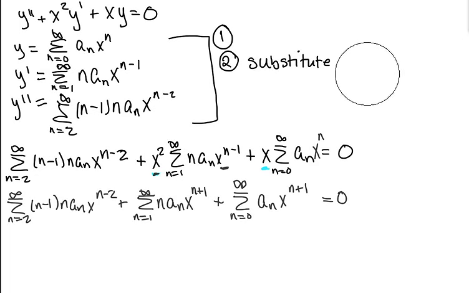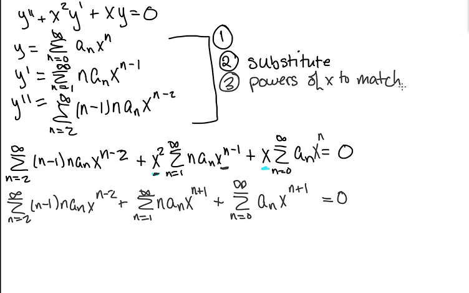Okay, so step 3, we now want our powers of x to match. So our goal is to make them all x to the nth power. So this is n minus 2, this is n plus 1, this is n plus 1. We need to make them all just to the n.